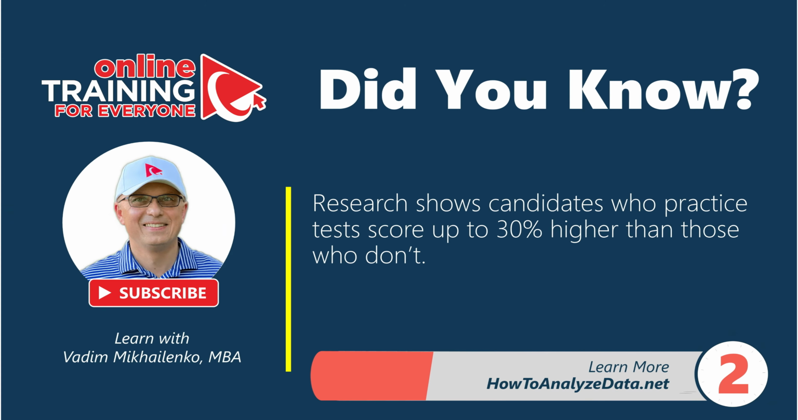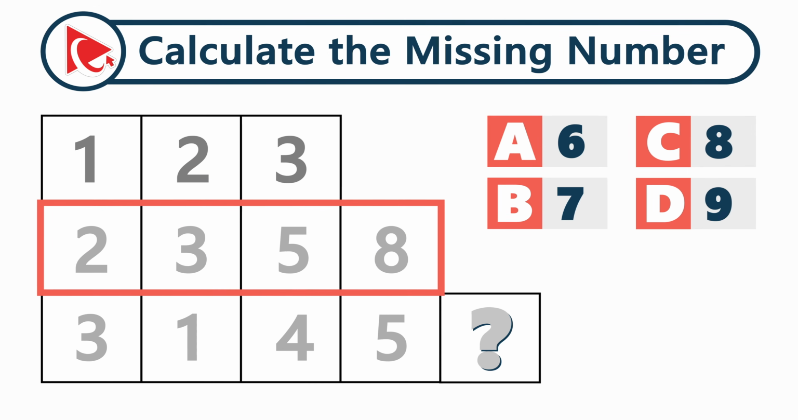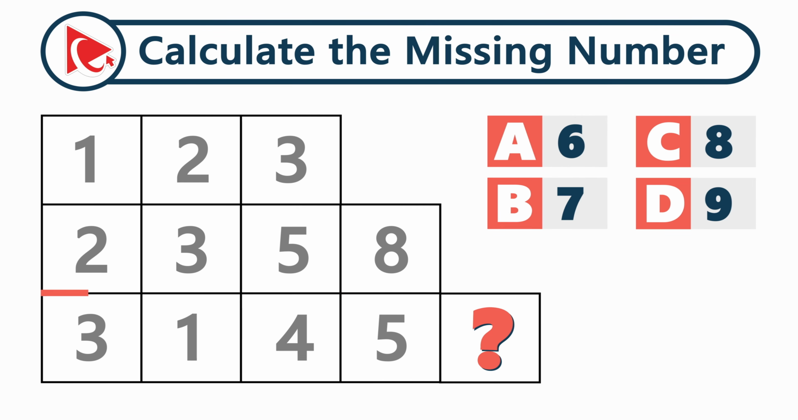In this question, you're presented with a very interesting shape, which reminds me of a half pyramid. The first row of this shape has numbers 1, 2, and 3. See the pattern here? Second row has numbers 2, 3, 5, and 8. And third row also has 4 numbers, 3, 1, 4, and 5. And the fifth number is missing. You need to calculate the missing number and select your answer out of 4 possible choices. Choice A, 6, choice B, 7, choice C, 8, and choice D, 9.